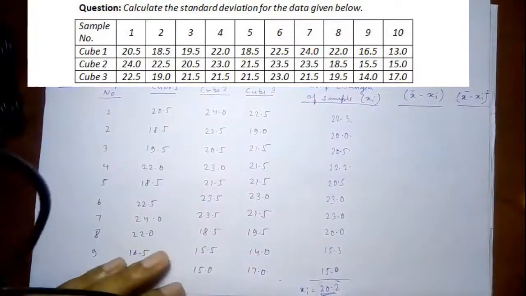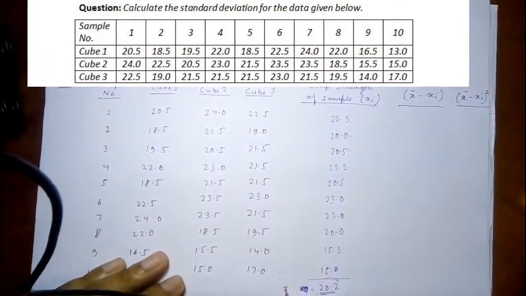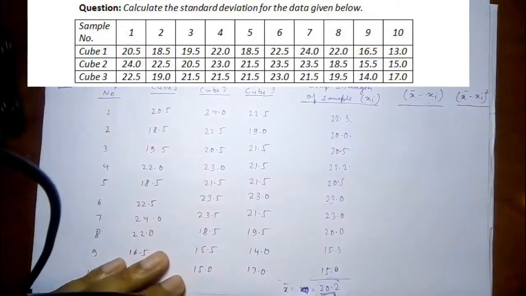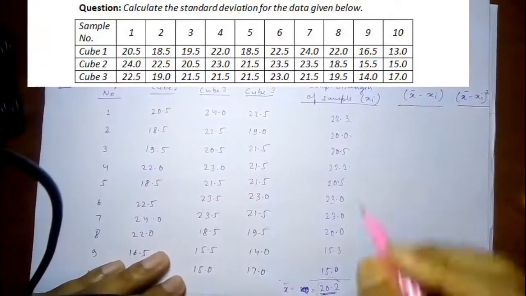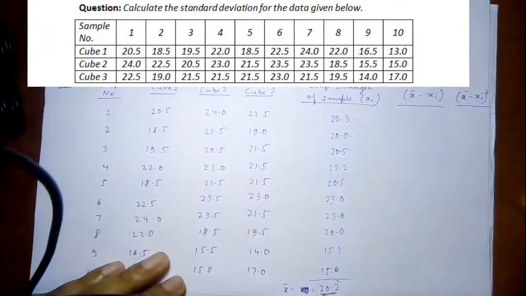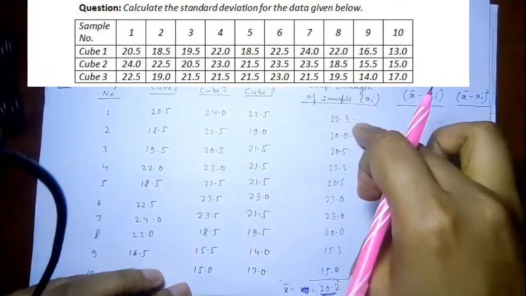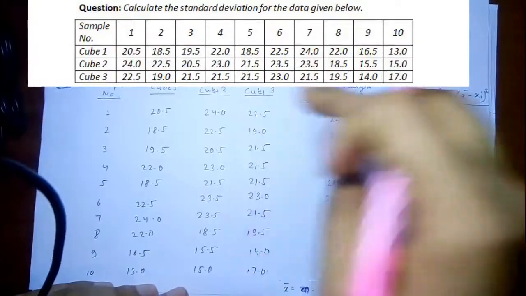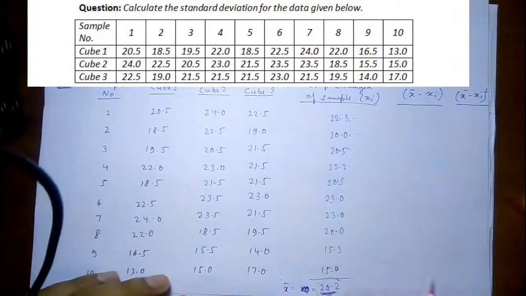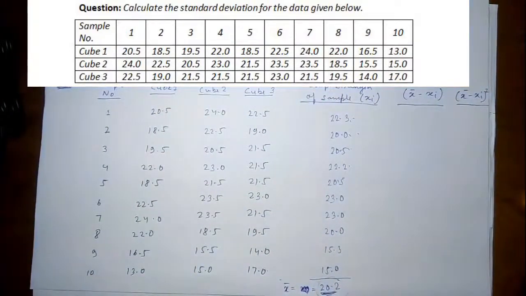Sorry, just one mistake: x bar is equal to 20.2. This is our x bar, and these are our individual xi's. So x bar is the average of all these 10 values, and xi is the average of the 3 cubes for each sample, and x bar is the average of all these 10 samples.